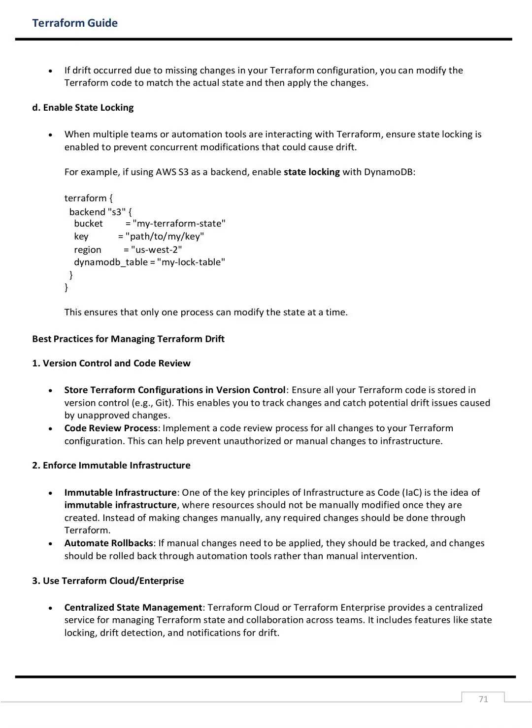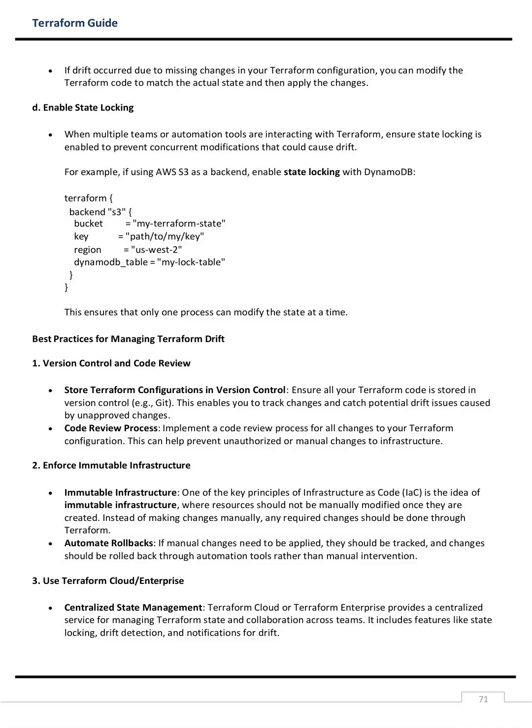2. Enforce immutable infrastructure. One of the key principles of infrastructure as code, IaC, is the idea of immutable infrastructure, where resources should not be manually modified once they are created. Instead of making changes manually, any required changes should be done through Terraform. Automate rollbacks. If manual changes need to be applied, they should be tracked, and changes should be rolled back through automation tools, rather than manual intervention.